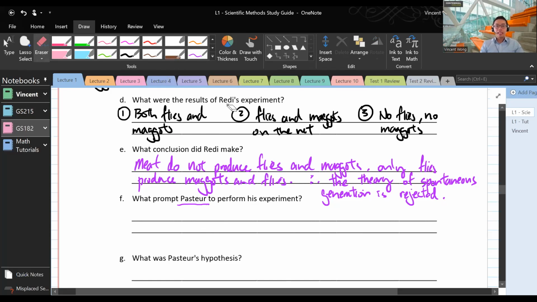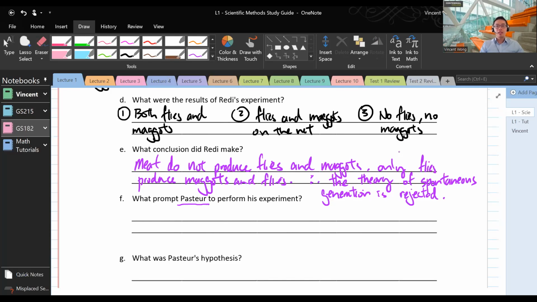Well, after Redi did his experiment and showed that flies don't come from meat, they only come from other flies, some people were still not convinced. They claimed that, well, maybe spontaneous generation occurs on a microscopic level. Maybe it's not true for organisms like flies and fish, but maybe on a microbial level, that is true, right?